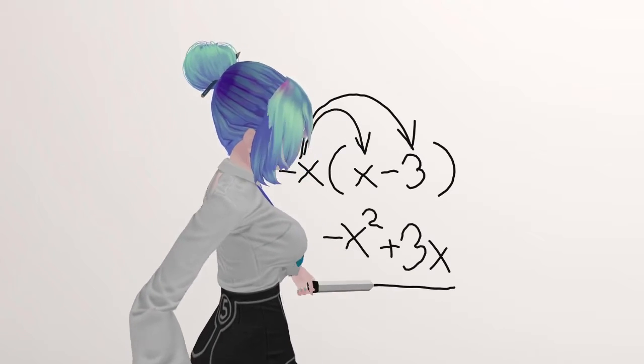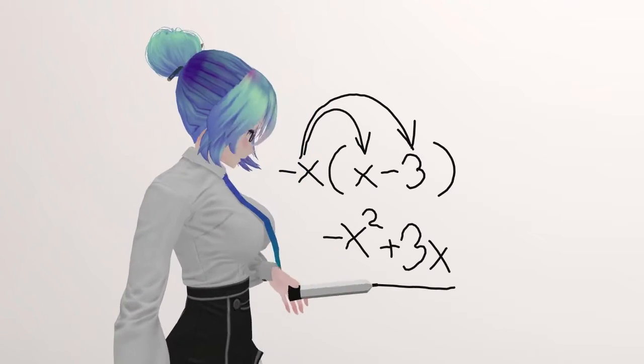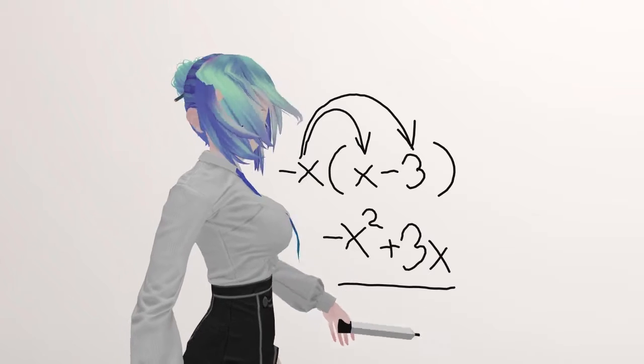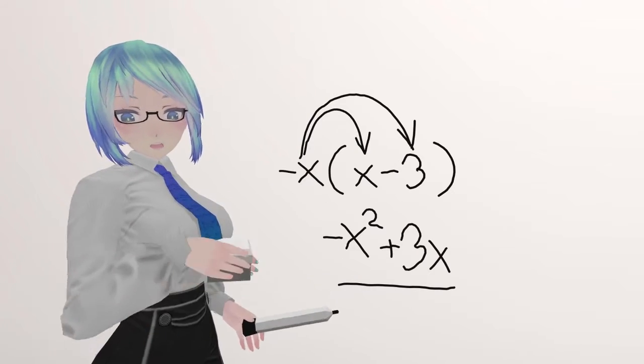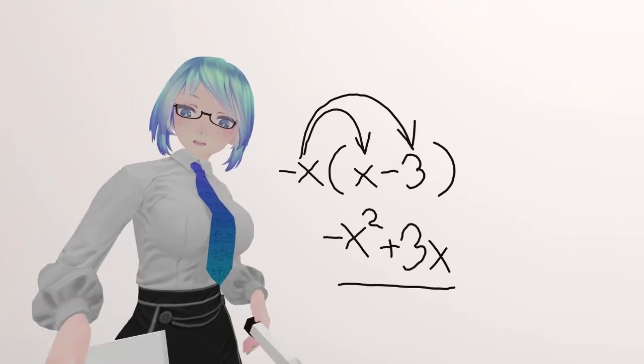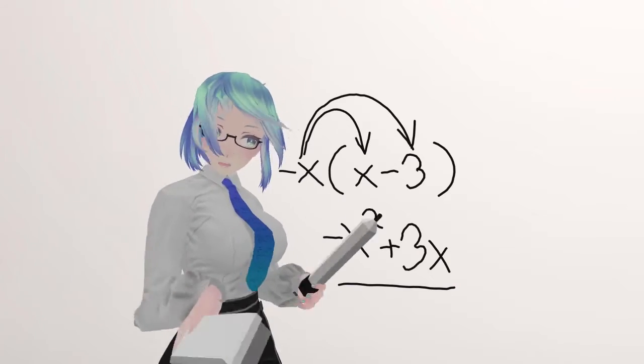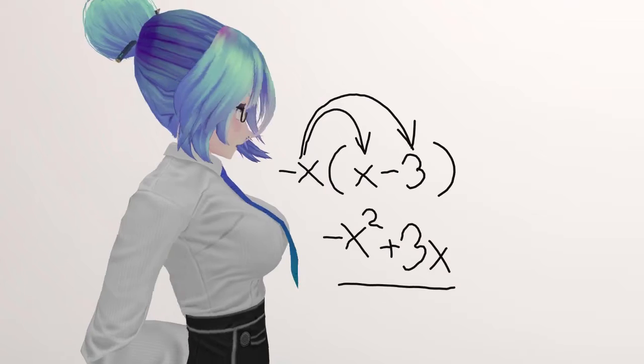Okay. So, negative x squared plus 3x. So there we go. We did 3 different examples. Each one had its own interesting bit to it, right?